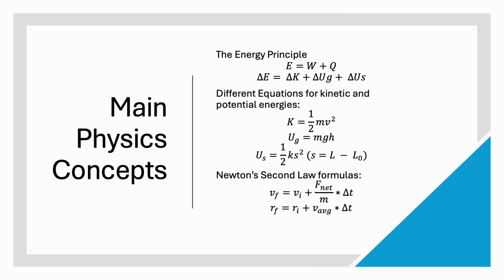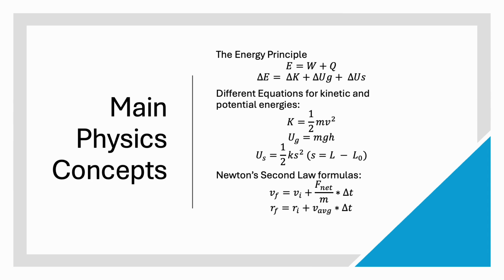And then I also included the different equations to find kinetic and potential energies. The kinetic energy is equal to 1/2 times mass times velocity squared. Then gravitational potential energy is equal to mass times the acceleration due to gravity, which is 9.8, times the height. And spring potential energy is equal to 1/2 times the spring constant times s squared. And s is equal to the length of the spring minus the relaxed length of the spring.